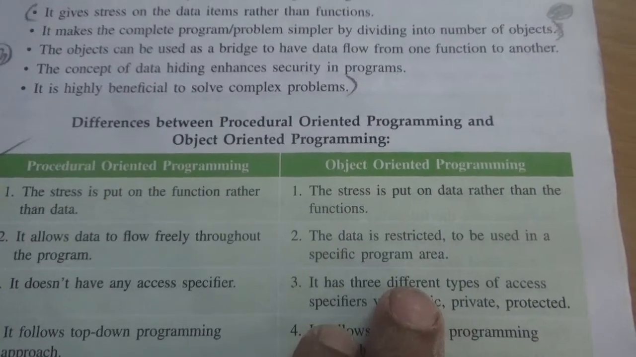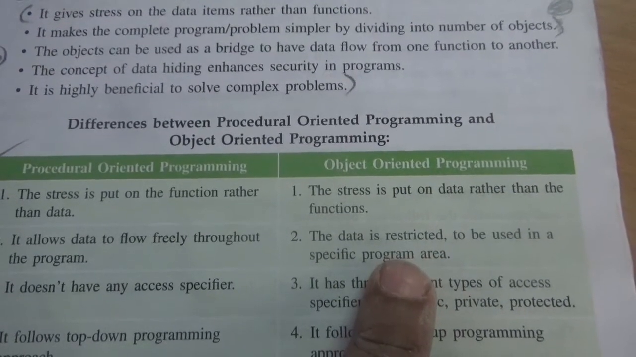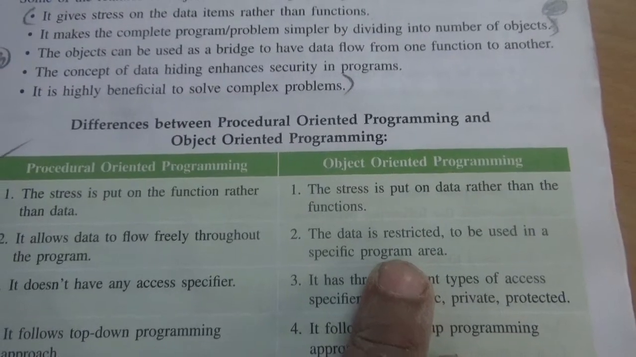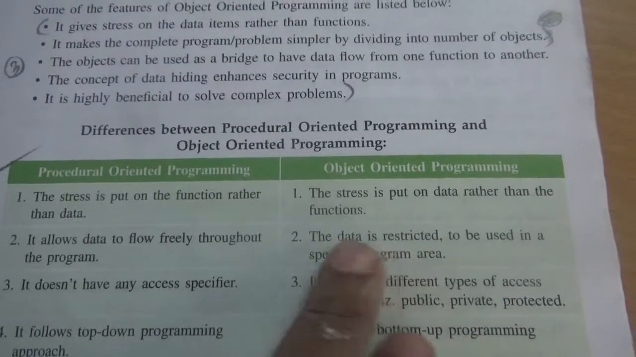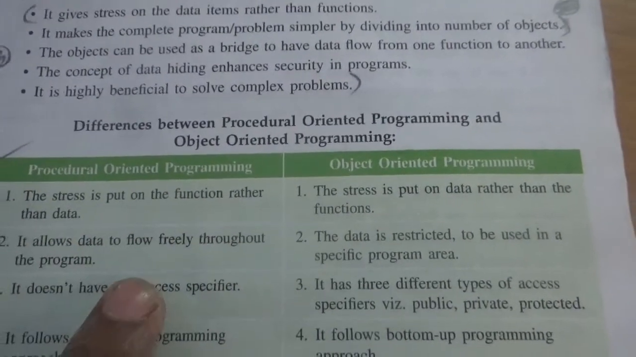Whereas in object oriented the data is restricted. How is it restricted? We generally use public, private, isn't it? So there is a restriction. So the data is restricted. Here the data move freely.